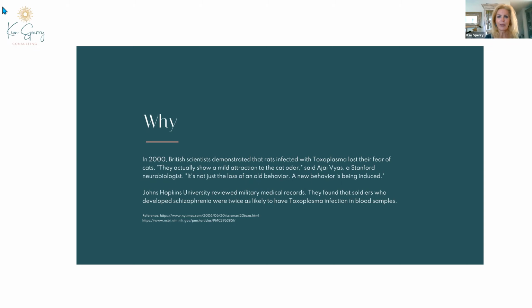Now, in Britain, they found that rats lost their fear of cats if they were infected with Toxoplasma. And Johns Hopkins University reviewed military records and found that soldiers who developed schizophrenia were twice as likely to have Toxoplasma infection in blood samples. So Toxoplasma doesn't just come from cat feces, because obviously they didn't have kitty cats running around, but it can come from water that's not clean, and it can come from the jungle as well.